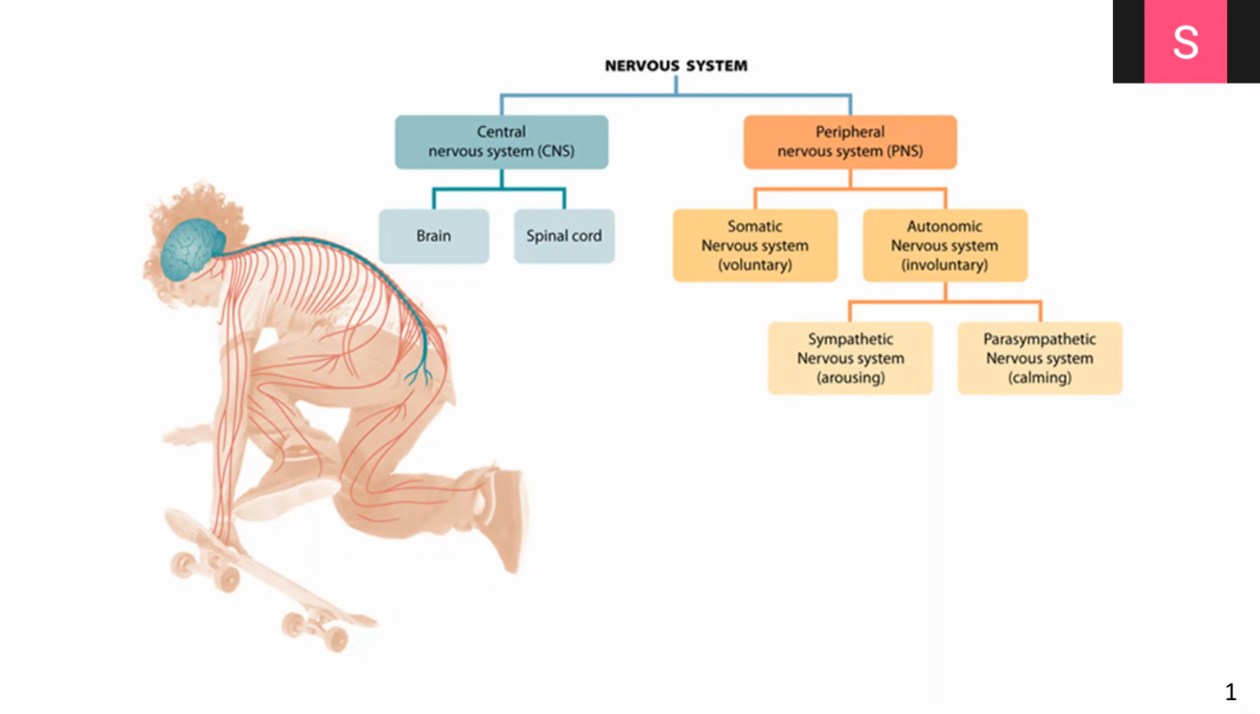Today our topic is an overview of the nervous system. The organization of the human nervous system is structurally divided into the central nervous system, CNS, and the peripheral nervous system, PNS. The components of the CNS are the brain and spinal cord, and the components of the PNS are the somatic nervous system and the autonomic nervous system. The autonomic nervous system is divided into the sympathetic and parasympathetic nervous systems.